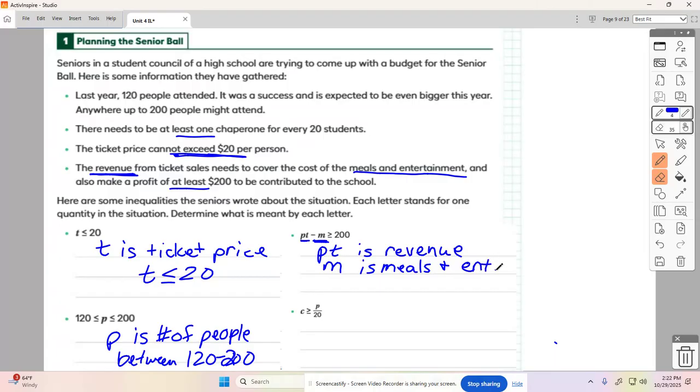Remember, guys, if I'm writing it, you should be writing it, because this is what you're going to look back at when you have the problems to do by yourself. And then the reason it has greater than or equal to 200 is because we want to make a profit of at least 200. So this amount has to be greater than or equal to 200. So the profit that we need is 200. Greater than or equal to $200. All right, once you get that, let's turn the page.